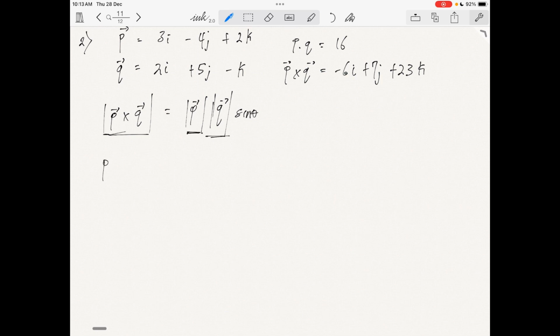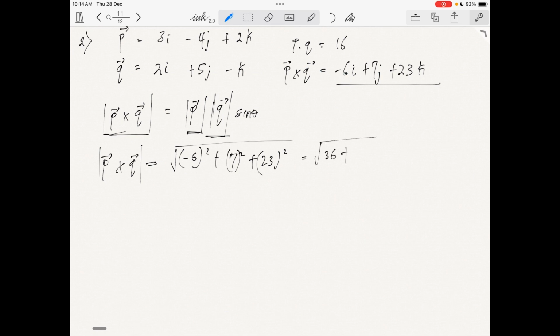So let's start with the modulus of p cross q. Since this is our p cross q, we just have to evaluate the modulus there. And that will give us minus 6 squared plus 7 squared plus 23 squared. Minus 6 squared is 36, 7 squared is 49, and 23 squared is 529. And to sum it up, we have 36 plus 49 plus 529. We have it to be the square root of 614.